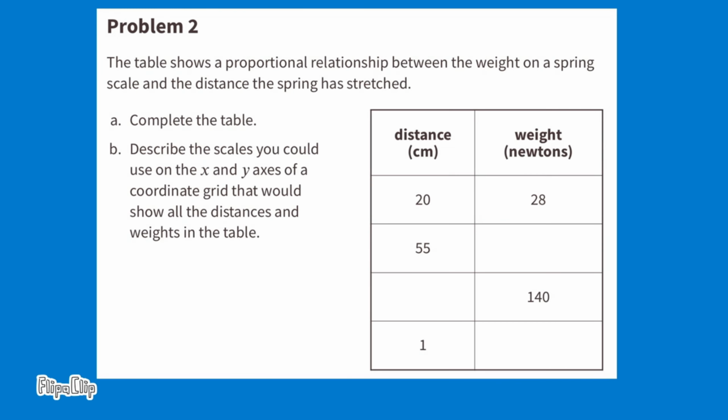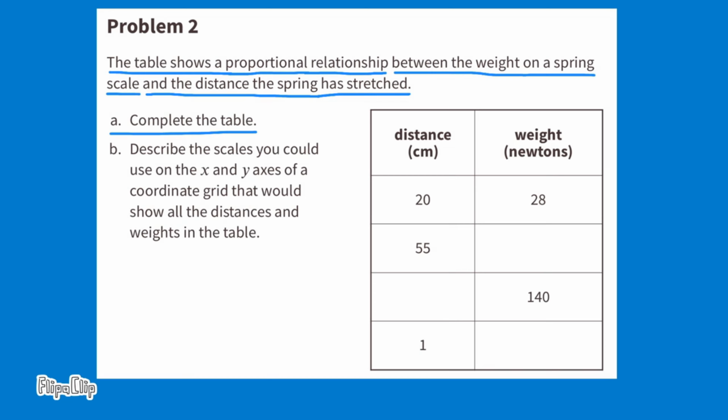Problem number 2. This table shows a proportional relationship between the weight on a spring scale and the distance the spring has stretched. A. Complete the table. We have distance in centimeters on the left side of the table and the weight in newtons on the right side of the table. In the first proportional relationship, we can say that 28 newtons pulls the spring a distance of 20 centimeters.